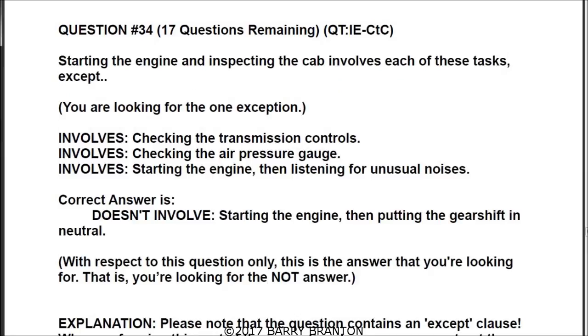Question 34. Starting the engine and inspecting the cab involves each of these tasks, except, so here you're looking for the exception. So, what does it involve? Well, it involves checking the transmission controls. It involves checking the air pressure gauge. It involves starting the engine, then listening for unusual noises. Okay, but the question is asking for the exception. So, the correct answer is what it doesn't involve. It doesn't involve starting the engine, then putting the gear shift in neutral.